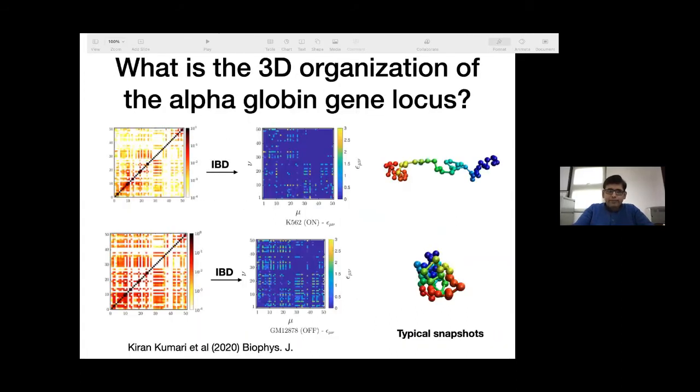Brownian dynamics simulation. Using this inverse Brownian dynamics method, we first compute the interaction strengths between different segments, epsilon mu nu. This is the epsilon mu nu for the chromatin in the on state, and this is the epsilon mu nu for the chromatin in the off state. You can see again that there are more interactions in the off state than in the on state. And the highest interaction strength that we get for this particular gene region is about 3 kBT. Then we can compute the corresponding 3D organization of the chromatin, which in the on state is more open, and in the off state the chromatin is more folded and more spherical.